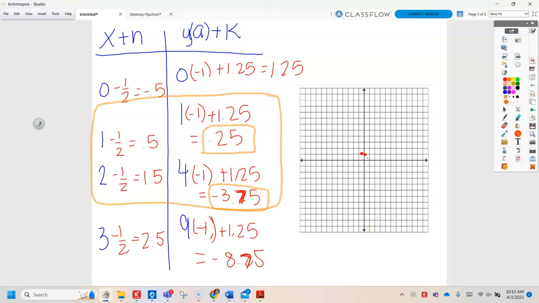The points are symmetric, right? So if this goes negative 0.5 to 0.5, that's 1 to the right. This just goes down 1 and 1 to the left. Down, over, down, over.